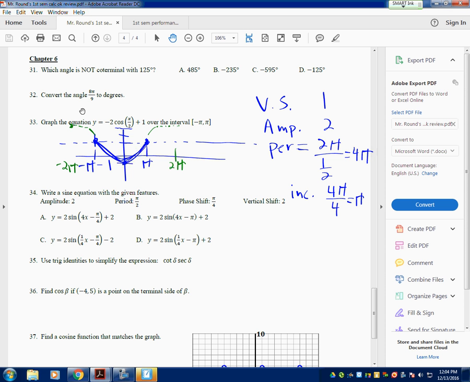So that's 33. The other one was 36, right? Yeah. So 36 is another one of those where it's not on a unit circle. This is a coordinate.